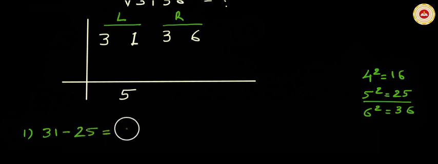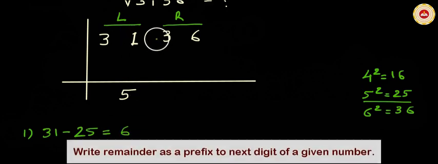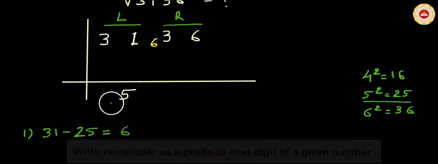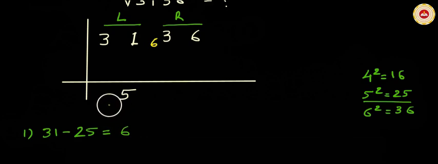31 minus 25 is 6. And write 6 as a prefix to the next digit. Now let us calculate the divisor.